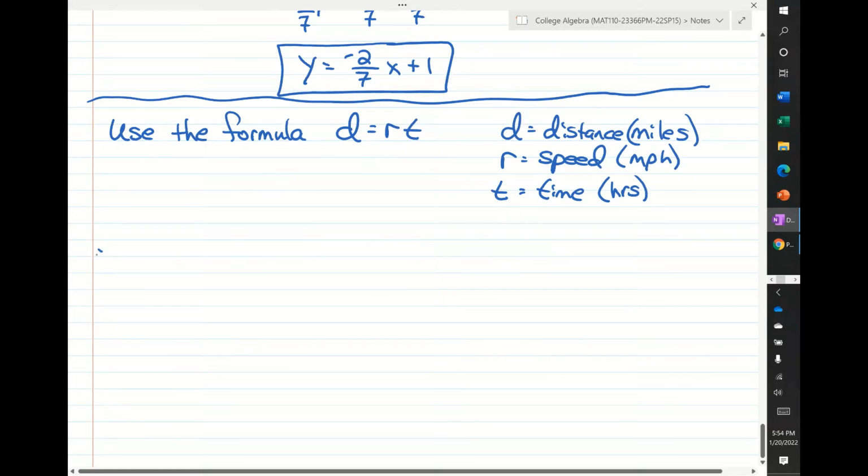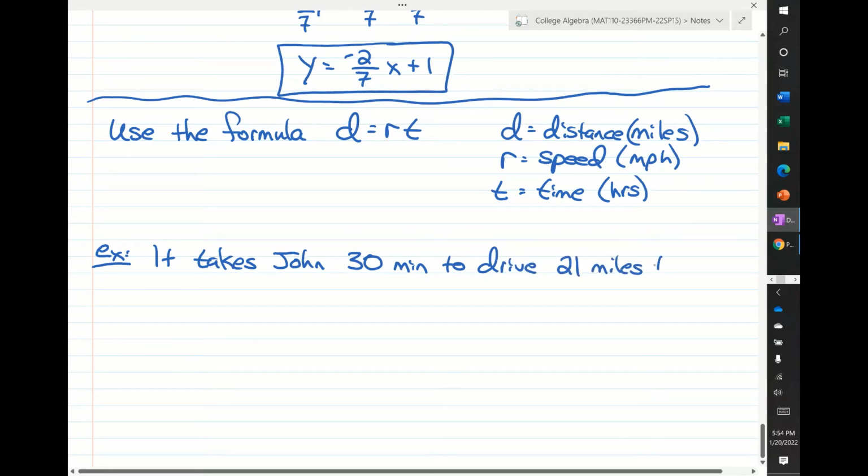The example looks like this. Say it takes John 30 minutes to drive 21 miles. Time is average rate.